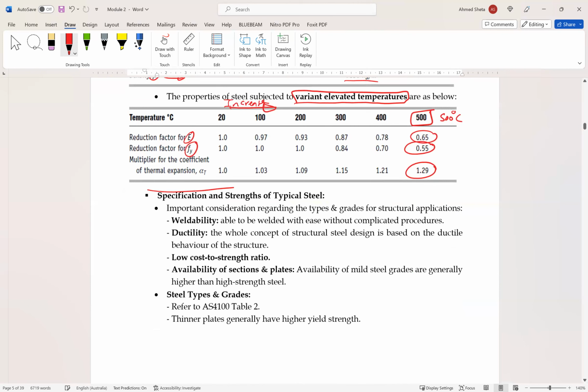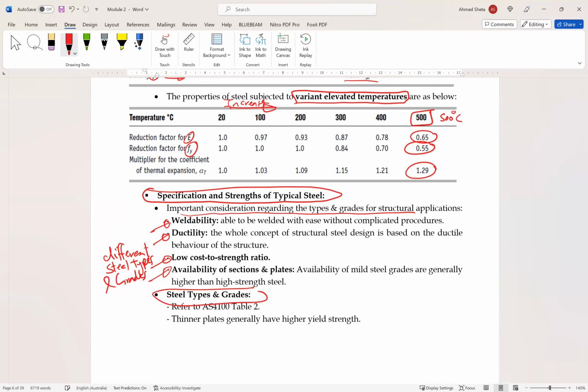Now, some specifications and strengths of typical steel. Some important considerations regarding the type and grade of steel you need to keep in mind are weldability, ductility, low cost to strength ratio, and availability of sections and plates. When you choose a structural steel, you need to keep in mind these four characteristics of steel, because we have different steel types and grades.